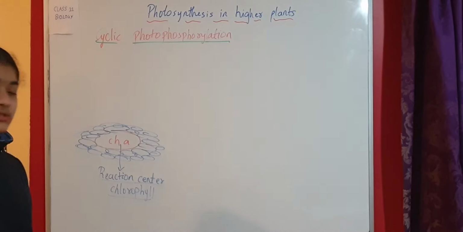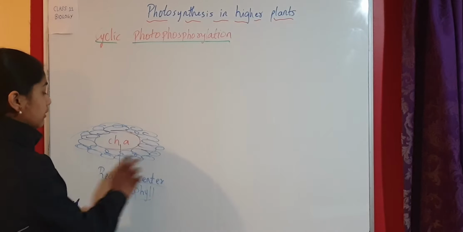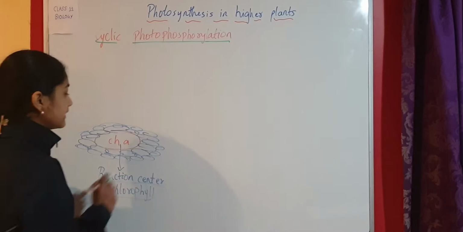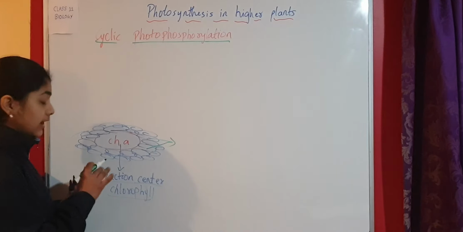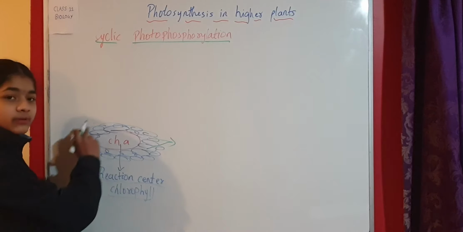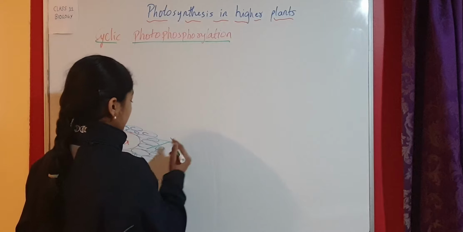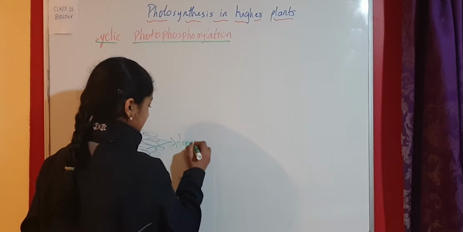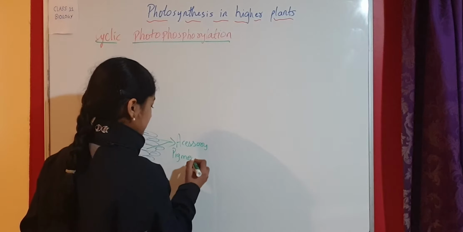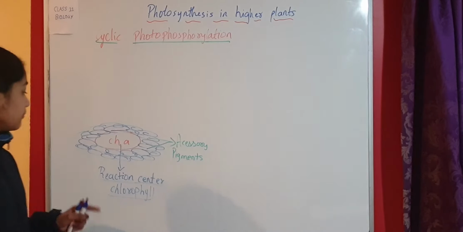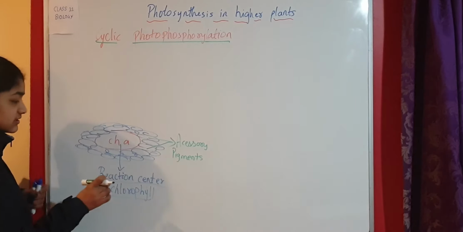Why is it called reaction center chlorophyll? Because here is where the main reaction of photosynthesis happens. What about these? These pigments other than chlorophyll A, all other pigments present around it or scattered around it, are called accessory pigments. So this is our photosystem.